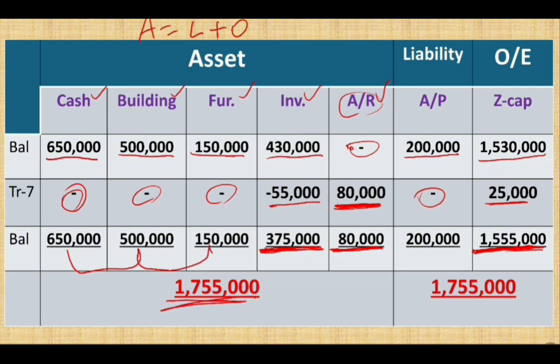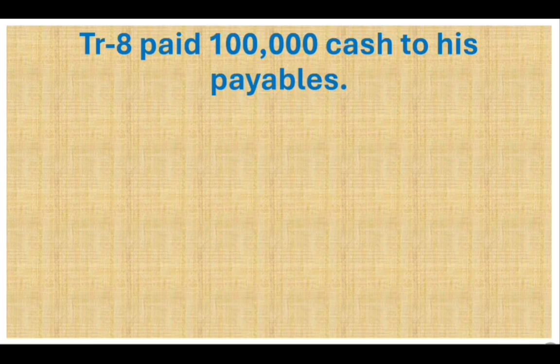So the total asset of the Z company after transaction 7 is 1,755,000. That is the sum of cash plus building plus furniture plus inventory plus account receivable. The total liability plus owner equity is 200,000 liability plus 1,555,000, the Z capital or the owner equity, which gives us 1,755,000, and they are balanced.